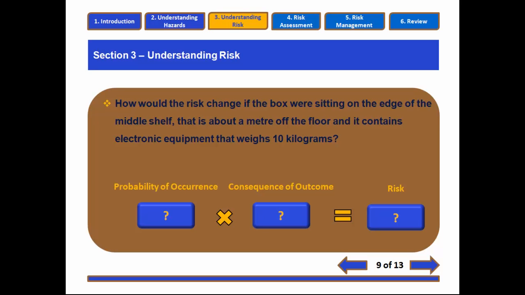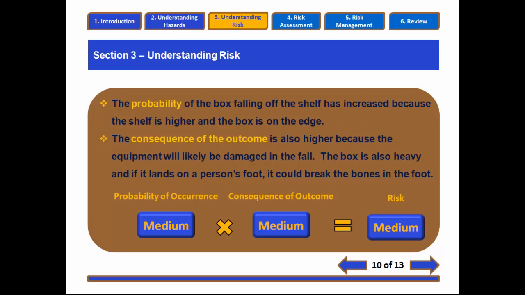Well, if it falls, the electronics equipment could be damaged, so that would be a cost, a consequence. And 10 kilograms, that's enough that could hurt someone. 10 kilograms hitting someone in the wrist or whatever might injure them. So I think we can agree that the consequence and the probability in this example are both higher than in the previous example. So why don't we assign a medium probability and a medium consequence to this box on a middle shelf with some electronics in it. That means that this situation is a medium risk situation.